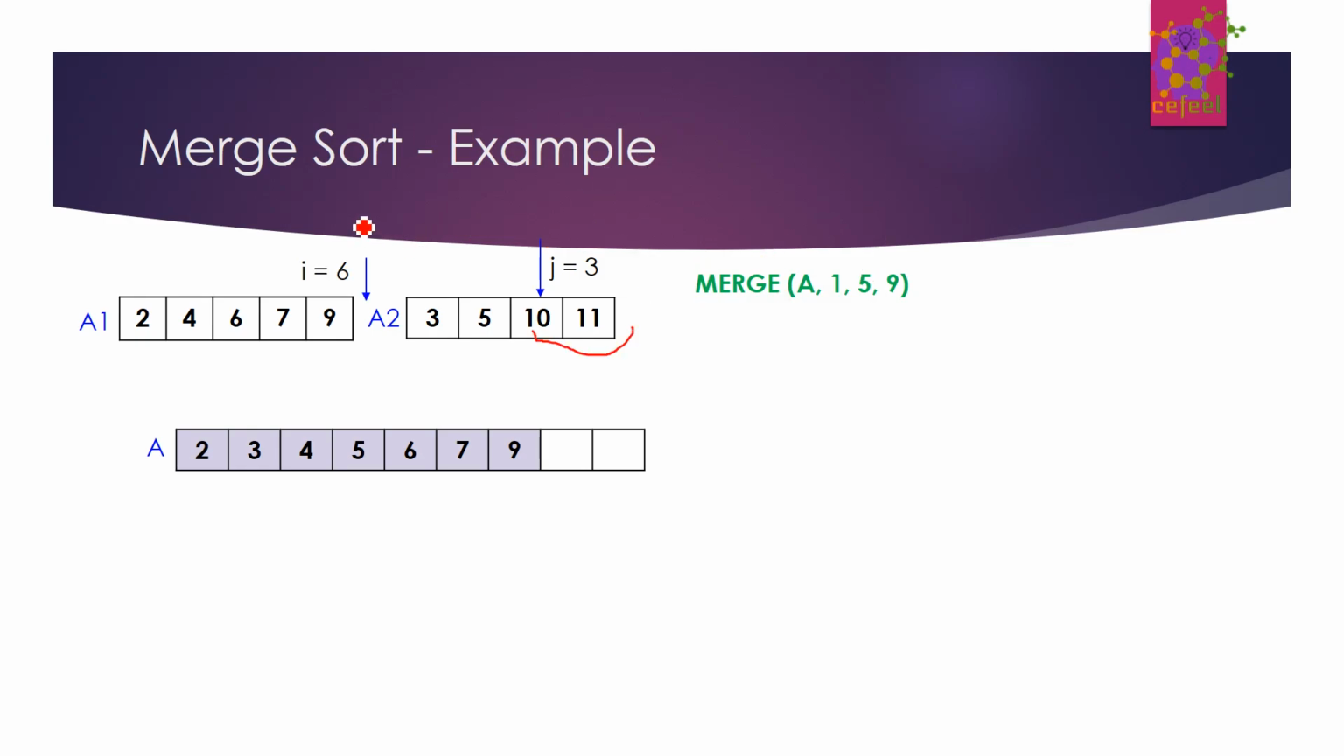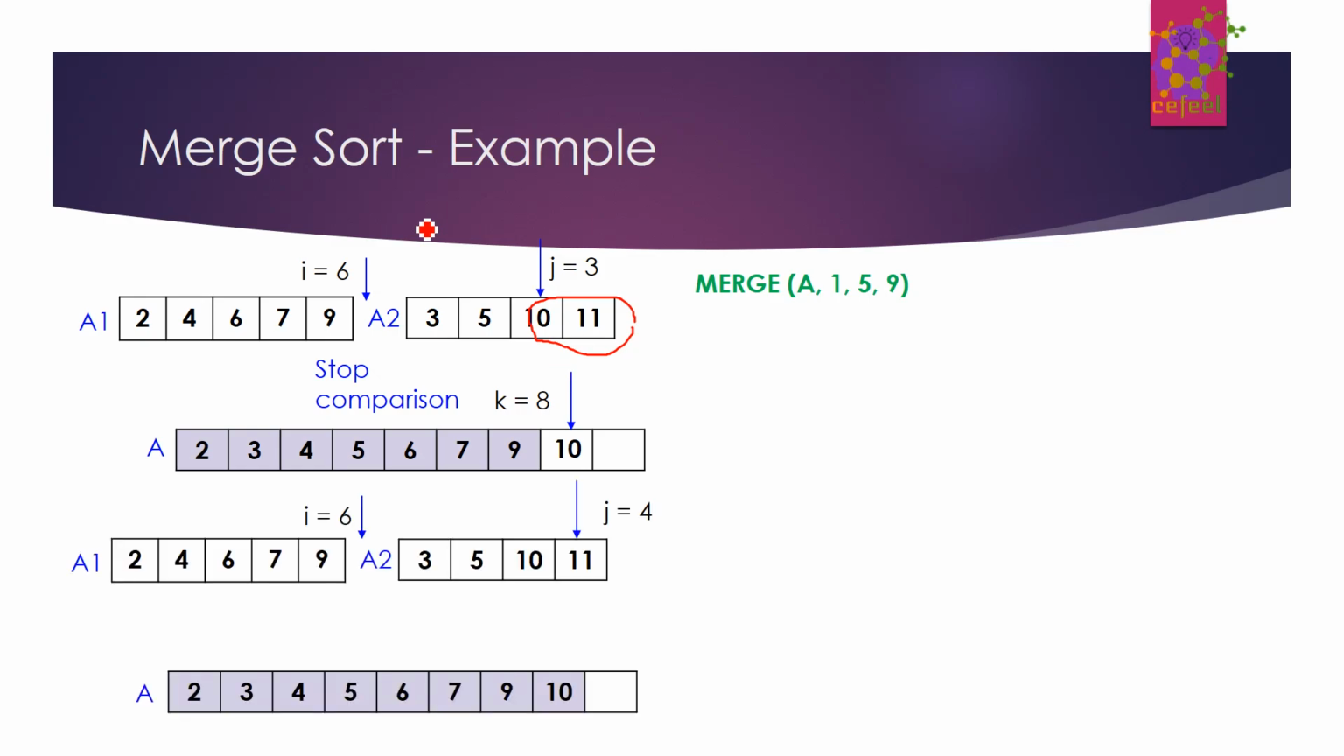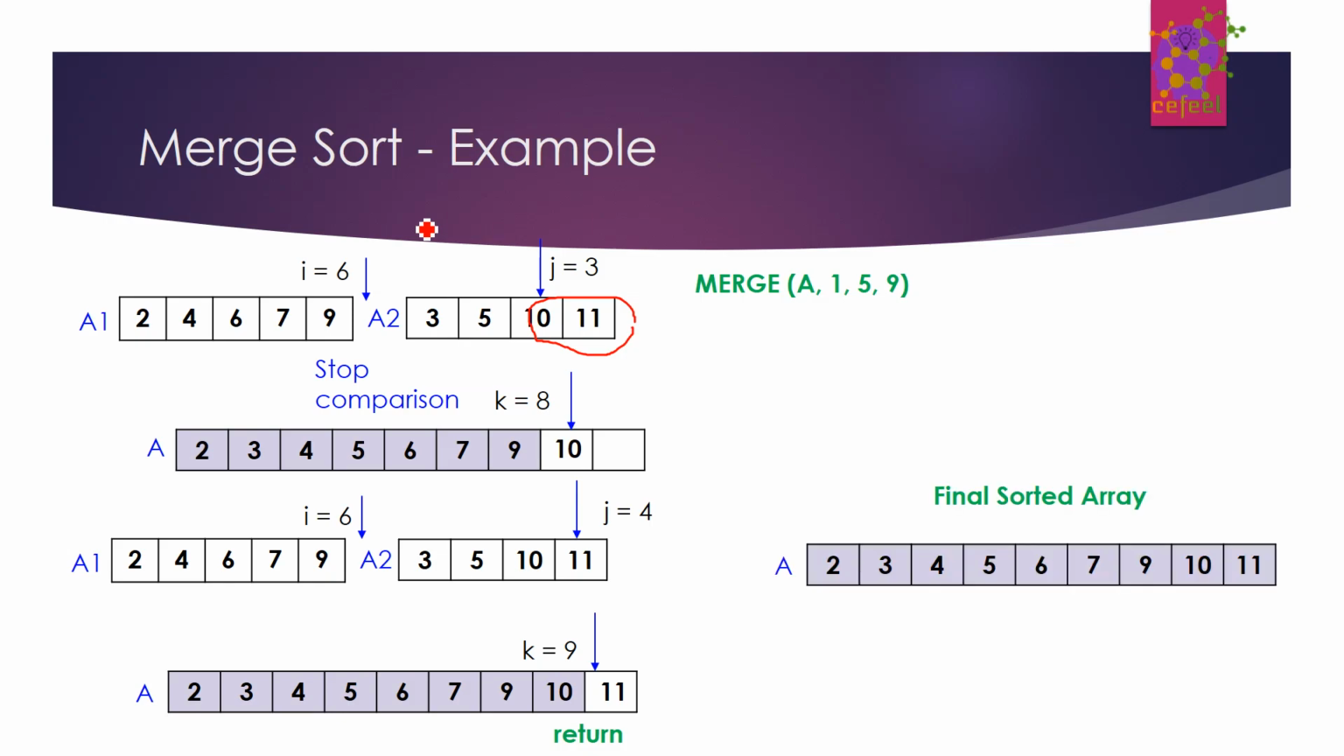These are the remaining elements, we just copy 10 and 11. First step, we'll stop comparison, and then we'll copy 10 first, and then finally we'll copy 11. And once we are done with copying 11, we will end with all the while loops, and this is the final array which will now be returned. So, notice the final array is now the sorted array.